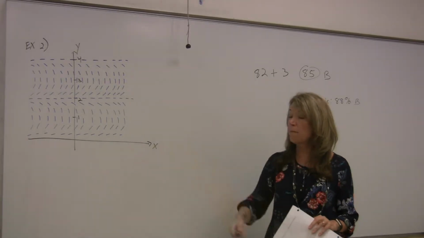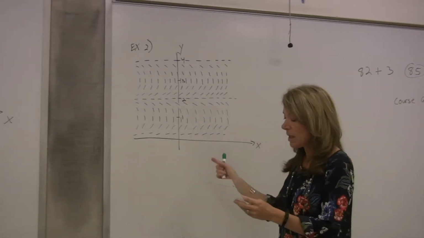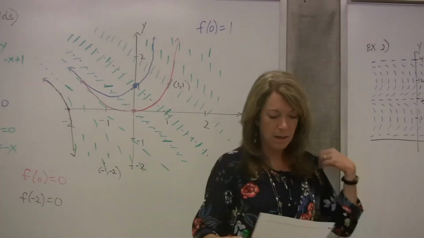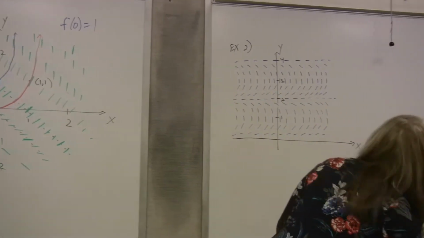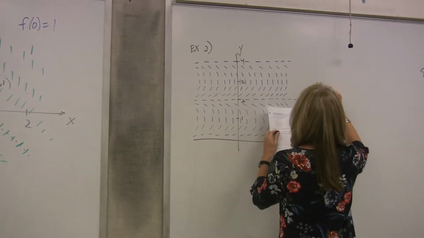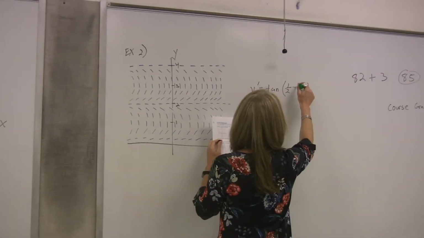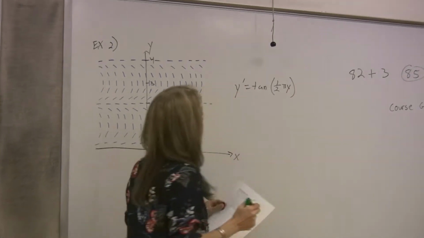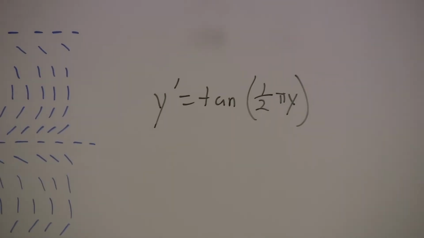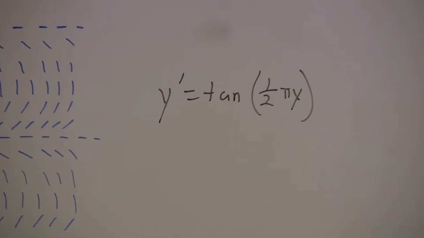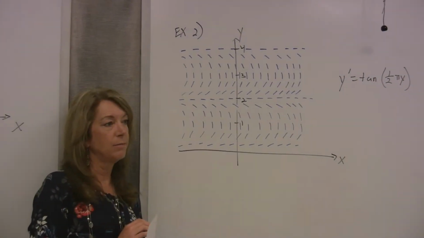So this was the slope field that they gave you. I tried to recreate it for you for example 2. Let me write out the equation here, so Nick can get that. The differential equation is that y prime equals tangent of 1/2 pi y. Again, we're not solving it. But what's an equilibrium solution? A solution where you give me y equals a constant and it never moves off of there.